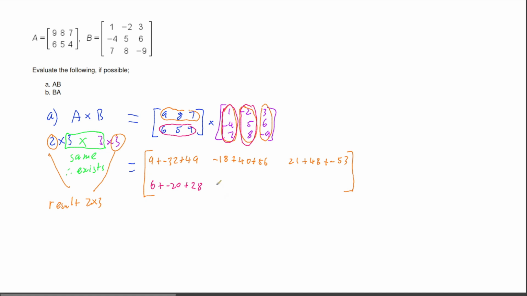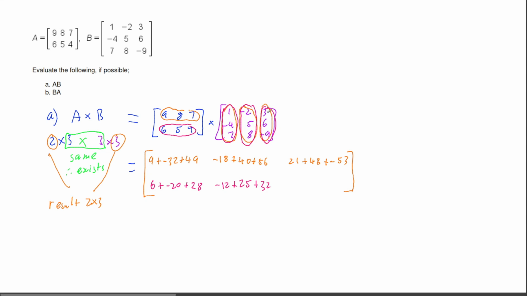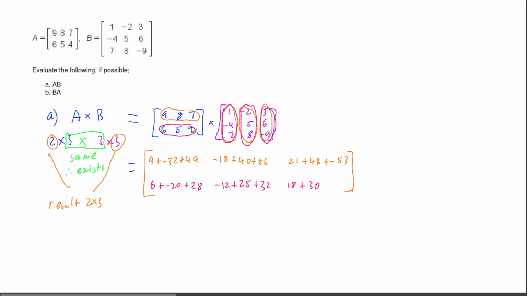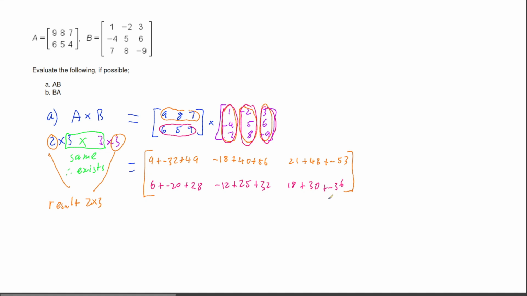6 times negative 2 is negative 12. Add on 5 times 5, which is 25. Add on 4 times 8, which is 32. And then the last column, 6 times 3 is 18. Add on 5 times 6, which is 30. Add on 4 times negative 9, which is negative 36.